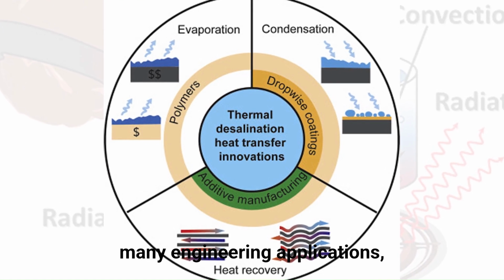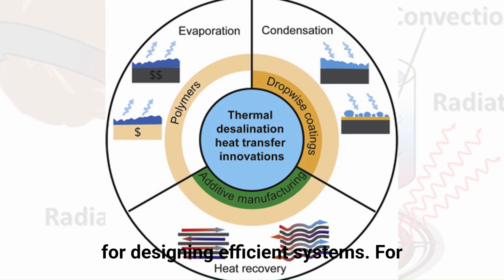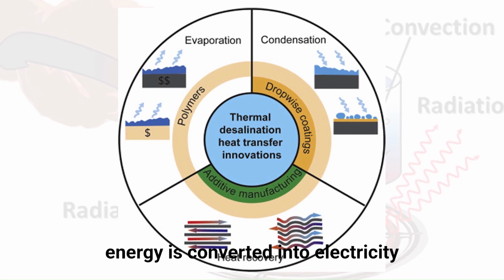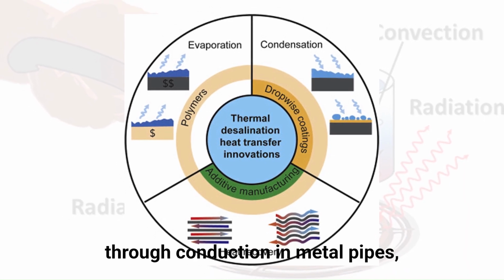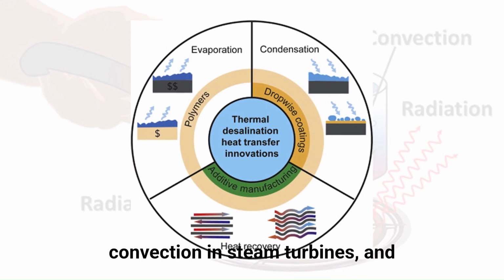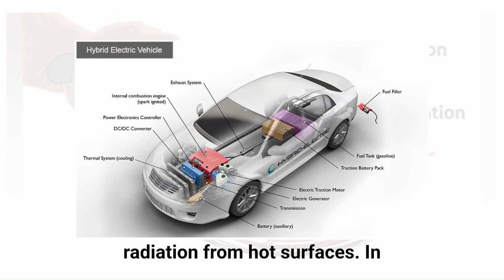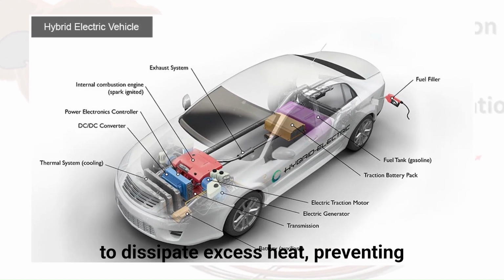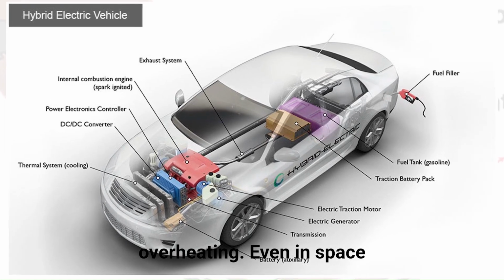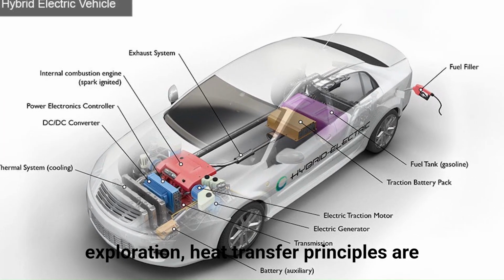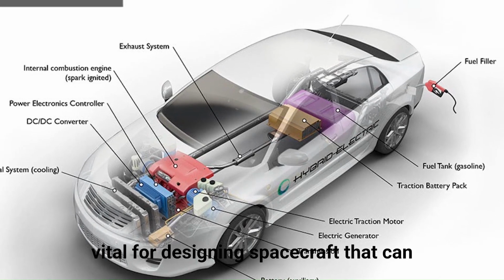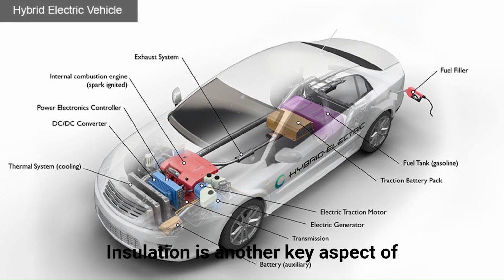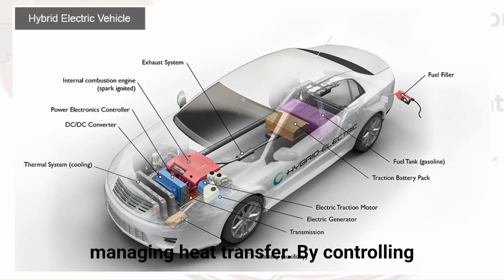In many engineering applications, understanding heat transfer is crucial for designing efficient systems. For example, in thermal power plants, heat energy is converted into electricity through conduction in metal pipes, convection in steam turbines, and radiation from hot surfaces. In the automotive industry, car engines use cooling systems that rely on convection to dissipate excess heat, preventing overheating. Even in space exploration, heat transfer principles are vital for designing spacecraft that can withstand extreme temperatures without losing or gaining too much heat.